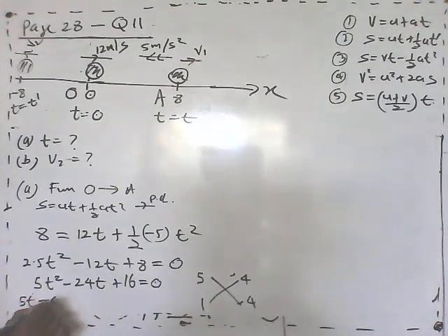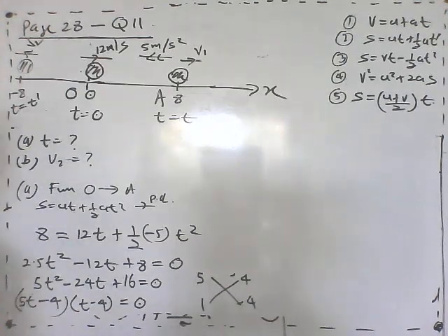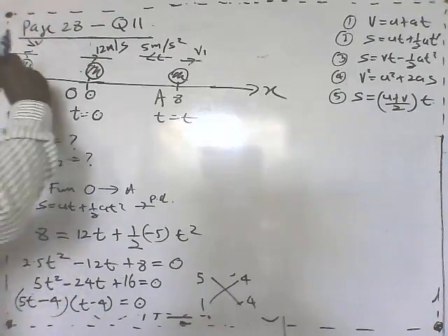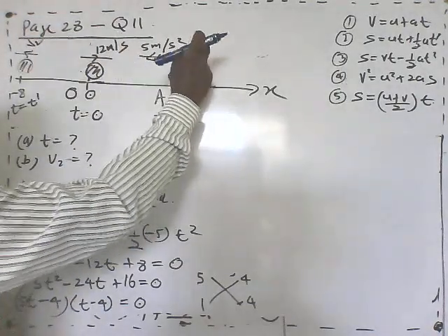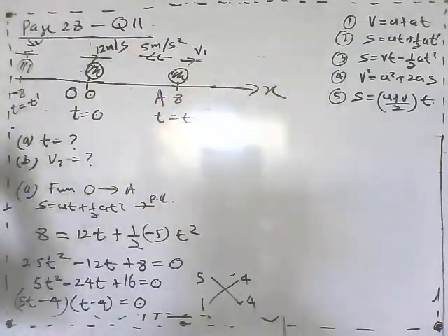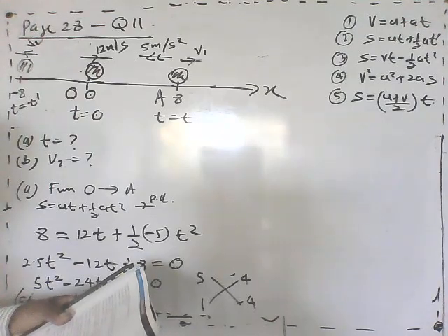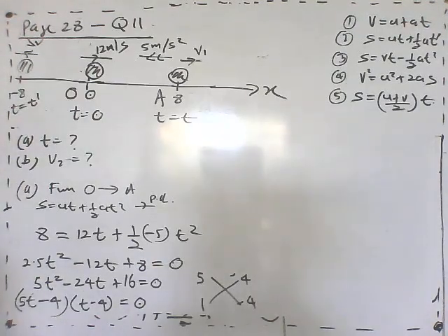5t minus 4, or t minus 4, and now we actually get two answers. The reason is he doesn't actually stop here and return. He passes that point and comes back. So we'll just check the question: the particle passes through the point A. So we can leave both answers.